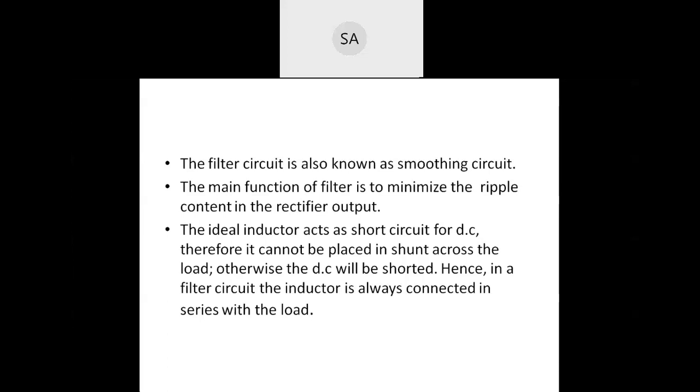Hence, in a filter circuit, the inductor is always connected in series with the load. This is the reason why we connect the inductor in series with the load. If you connect the inductor in shunt across the load, it will shunt the entire DC to ground, and you will get zero at the output.